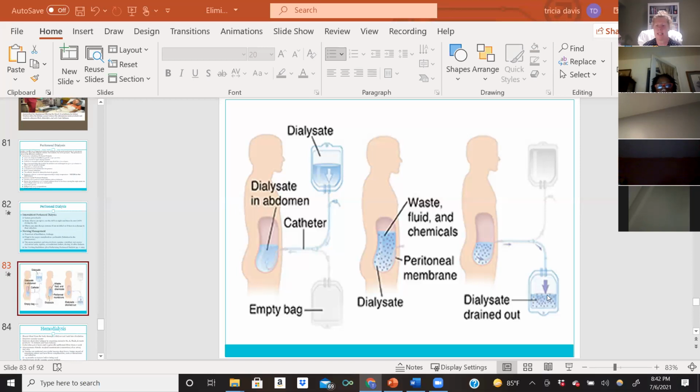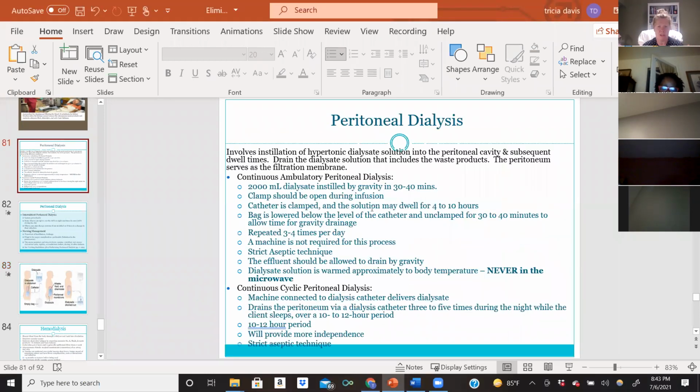The dialysate is then going to be drained out. Sometimes they do this three or 4 times a day. Sometimes they do it overnight for 10 to 12 hours, and then they just drain the bag once. It just depends. The patients really decide how often they want to do it, depending on what type they need. So now that you have a good picture of how that looks.